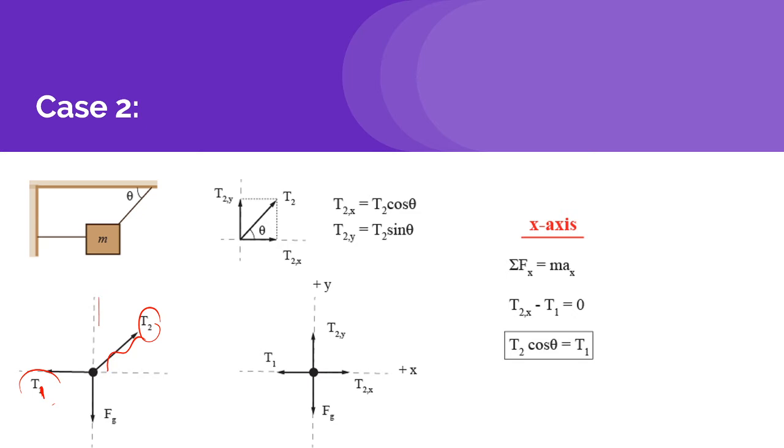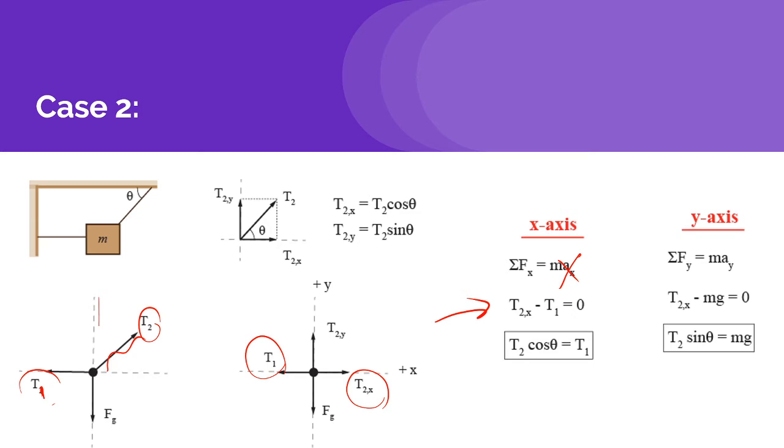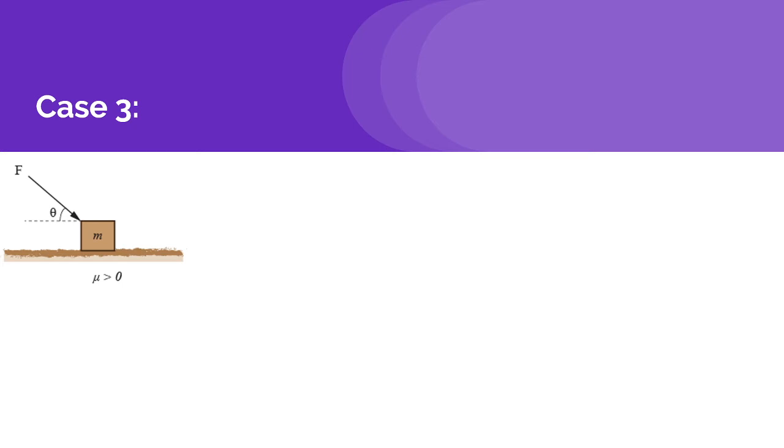Write everything down that you have on the x. T2x going to the right, T1 going left. So that's how you put it. And since the object is at rest, there's no movement, there's no acceleration. And on the y-axis, same idea, going up, going down, no motion, no acceleration. Forces going up equals forces going down. And since you have sine theta in both, you can combine those 2 equations.